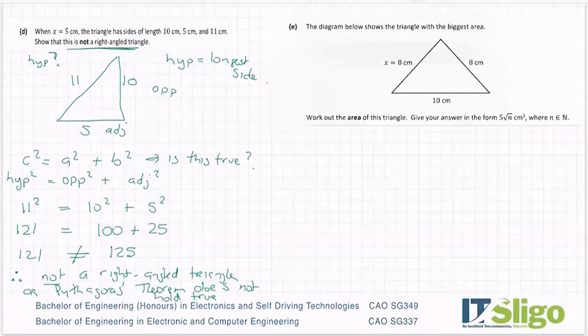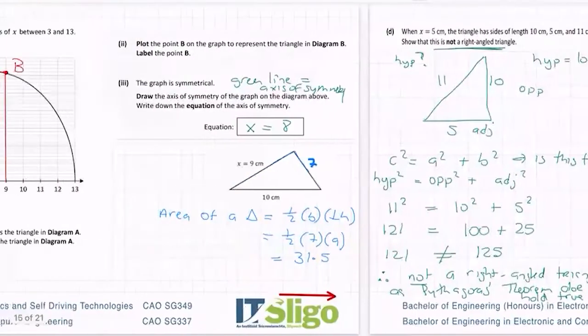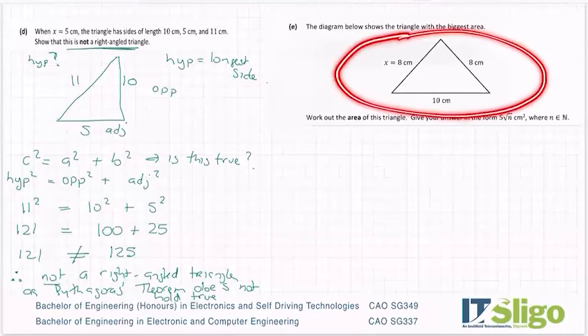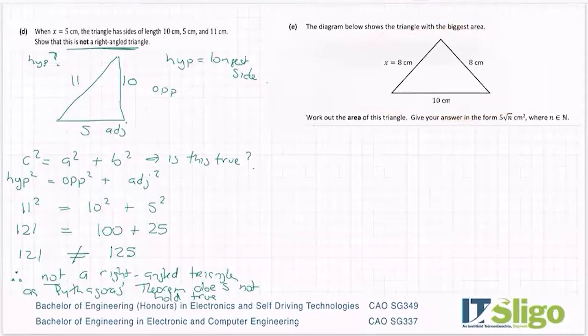Okay, so part E, the diagram shows below the triangle with the biggest area. Work out the area of this triangle. Okay, so do you remember in the last one when I was doing the area, I did half the base by the perpendicular height, okay? I suppose what I'm trying to say is you have to have a perpendicular height. So when I look at this triangle, it doesn't have a perpendicular height yet, okay?